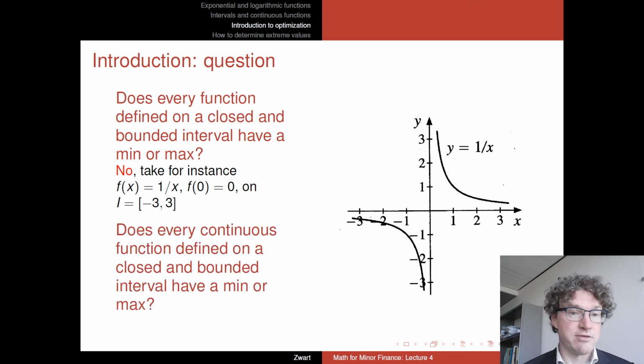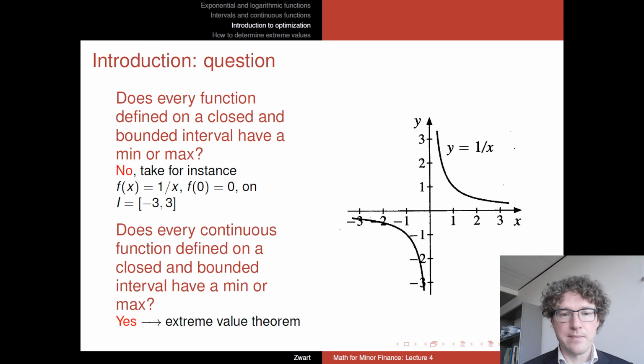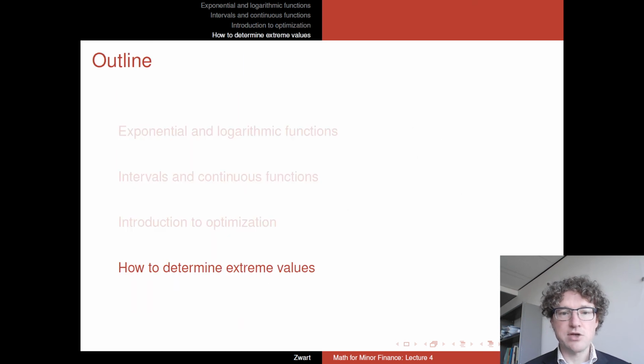So question: does every continuous function defined on a closed and bounded interval have a minimum or a maximum? And now the answer is yes, it does. So that's where we are, and this is going to be the extreme value theorem that we'll use extensively when we're actually looking for maxima and minima in the next video. So there we are, and that will be the next video.